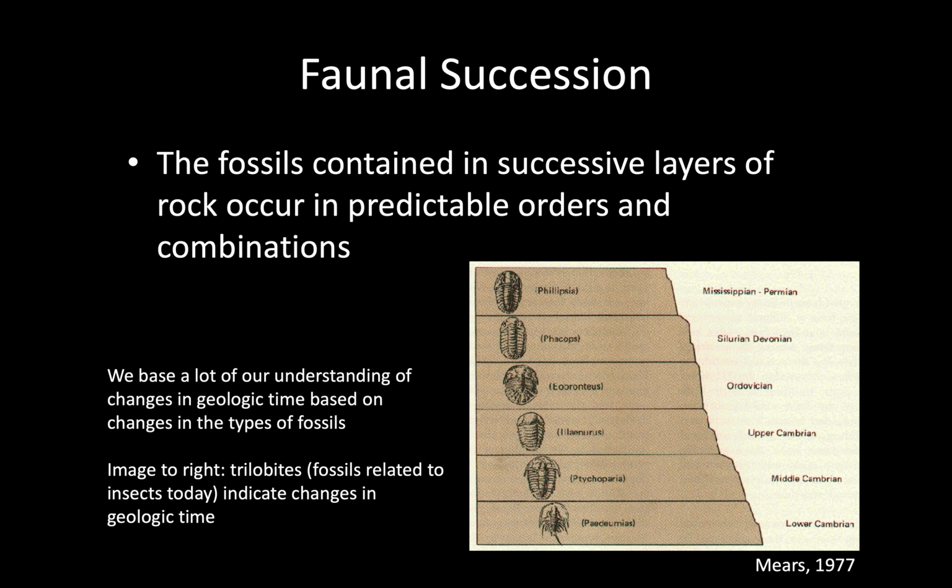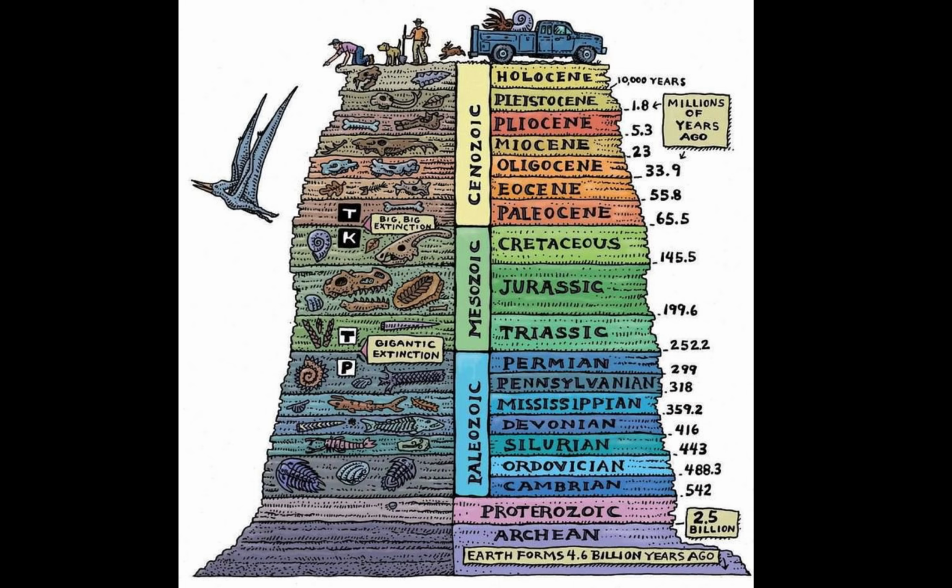All right, so here's an example of trilobite fossils. We'll learn more about these later, but all you need to look at here now is to see that from the bottom here, Lower Cambrian, to the top, Mississippian Permian, you see changes in those trilobites. That's faunal succession. And again, here is our geologic timescale. The oldest is on the bottom. What principle is that? I'm assuming you said superposition.